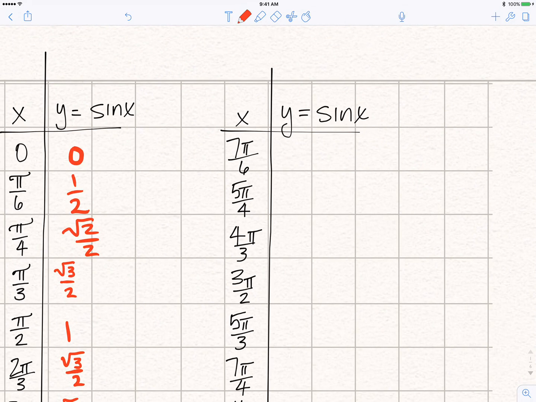Let's look at the y value for 7 pi over 6. Now we're going down, so this is going to be a negative 1/2. Y value at 5 pi over 4, negative root 2 over 2. Y value at 4 pi over 3 is negative root 3 over 2. Y value down at the bottom, negative 1.